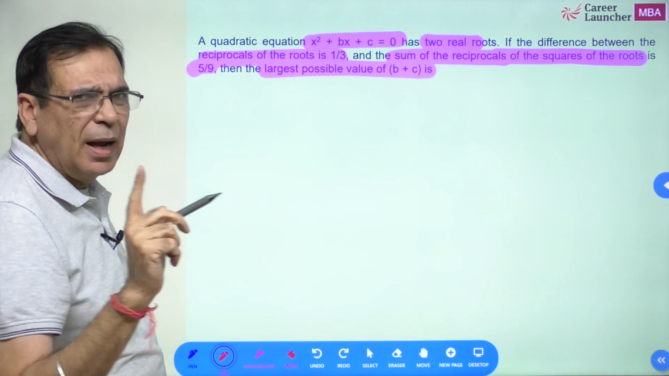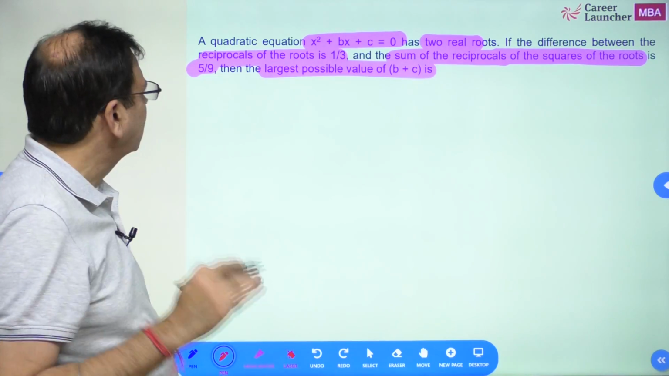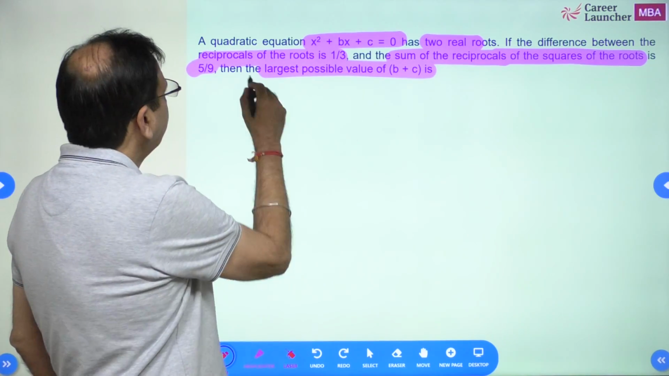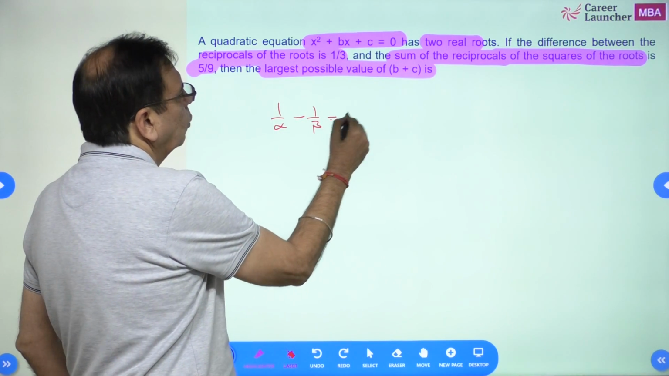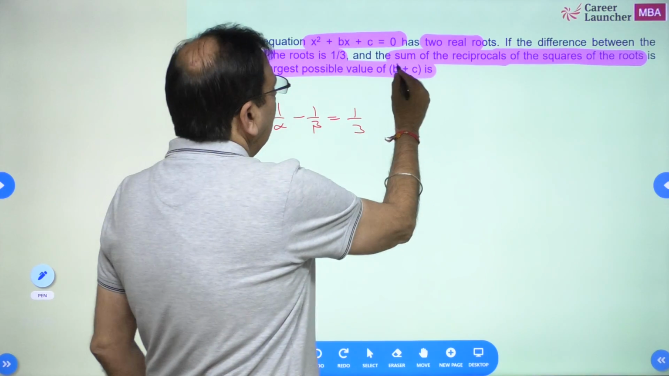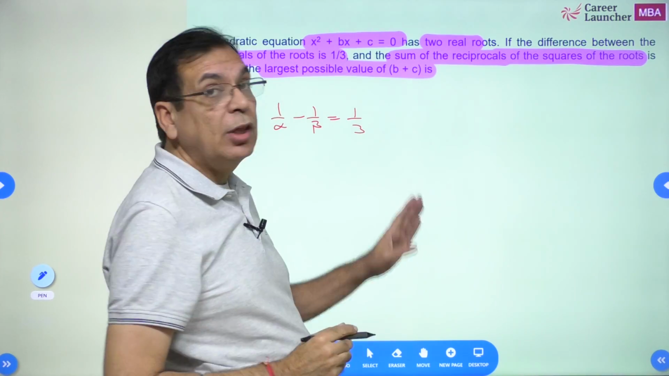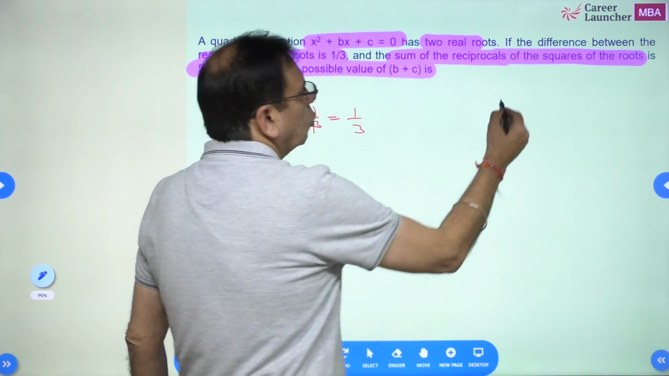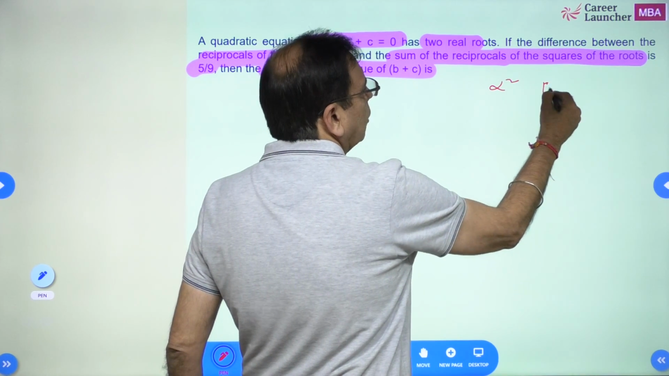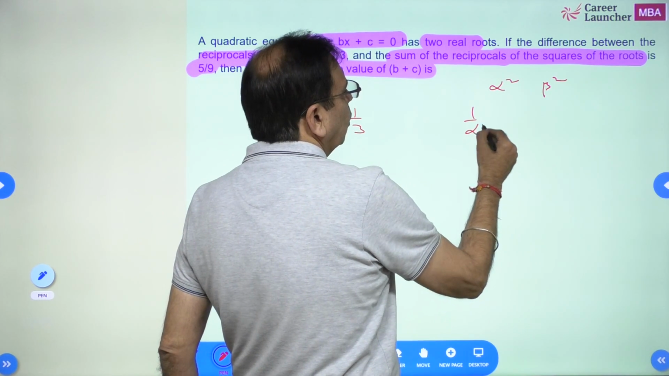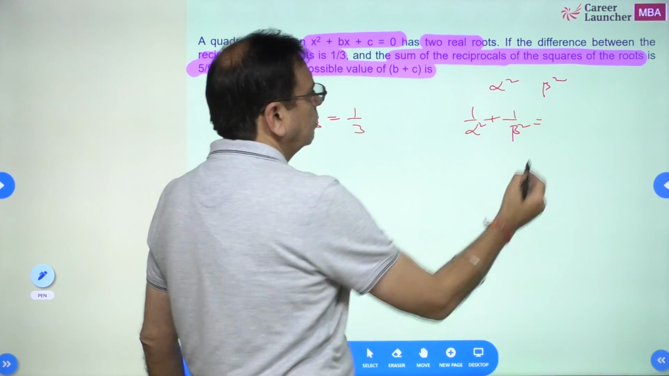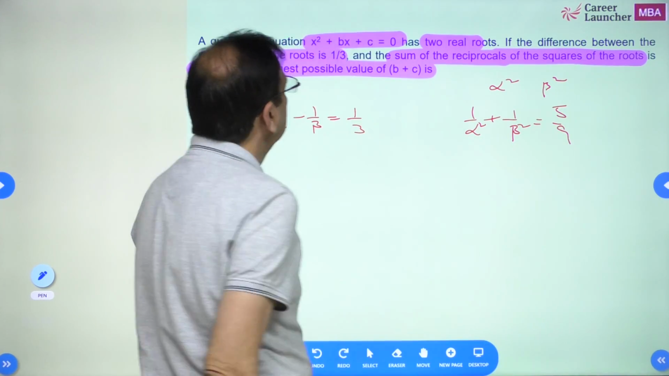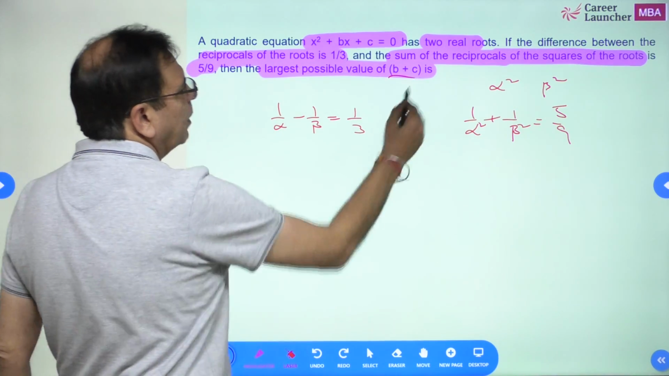Now, I spent about 30-40 seconds. I said let's see what this is. Difference between reciprocal of the roots, so 1 by alpha minus 1 by beta is equal to 1 by 3. And sum of the reciprocals of the squares. What will the squares be? Alpha square and beta square. So sum of the reciprocals of the squares is equal to 5 by 9. Okay. What is the largest possible value of b plus c?